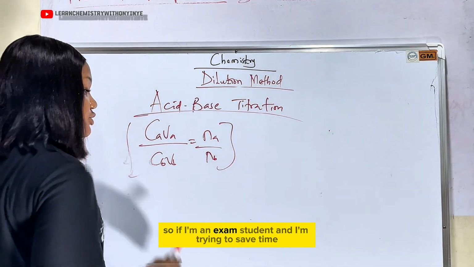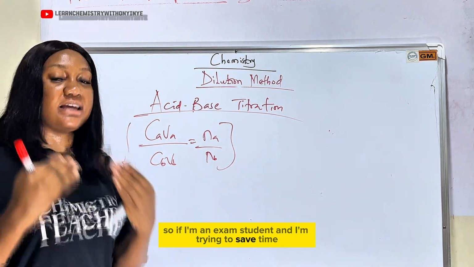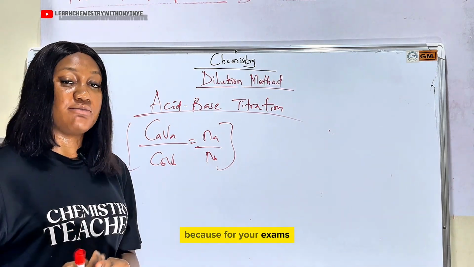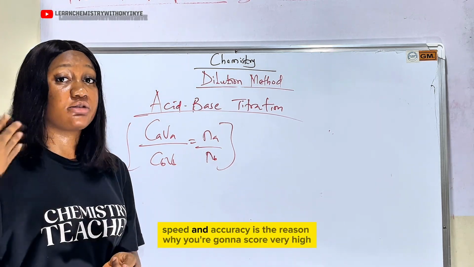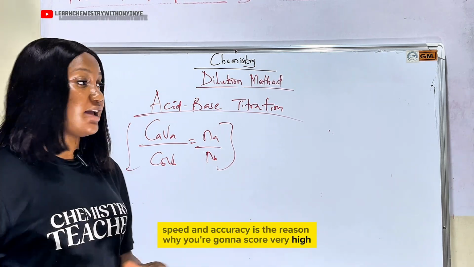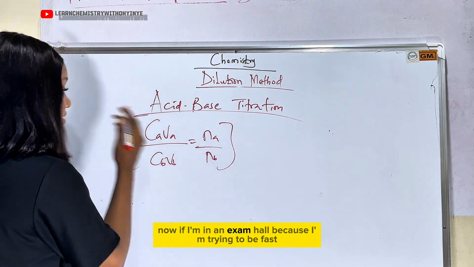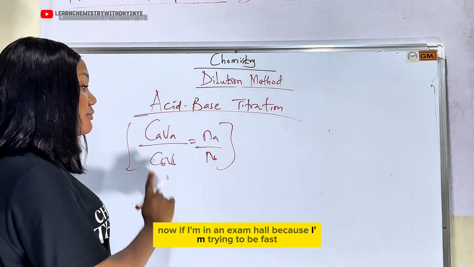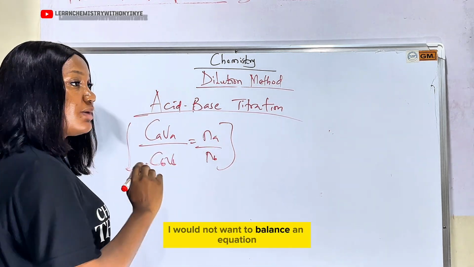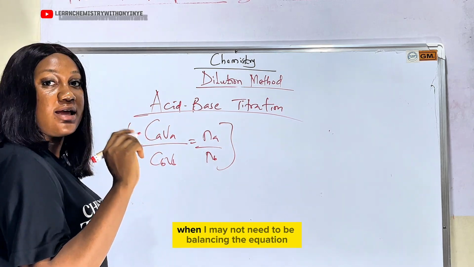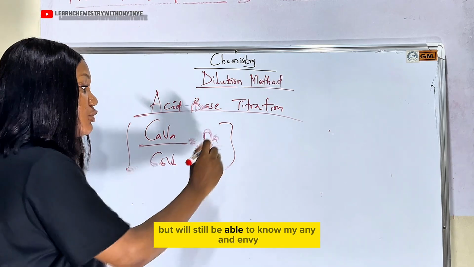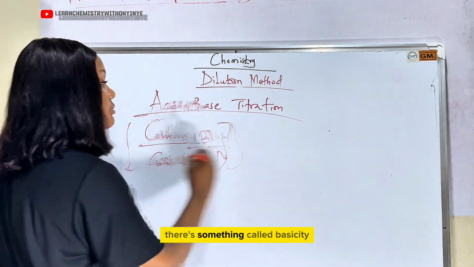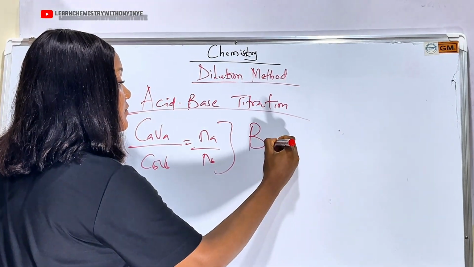So if I'm an exam student and I'm trying to save time, because for your exams you need to be accurate and you need to be fast. Speed and accuracy is the reason why you're going to score very high. Now, if I'm in an exam hall, because I'm trying to be fast, I will not want to balance an equation when I may not need to be balancing the equation, but would still be able to know my NA and NB. There's something called basicity.